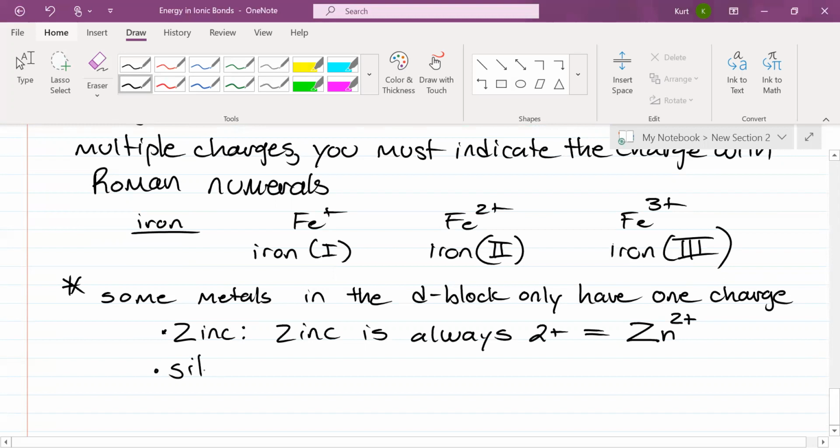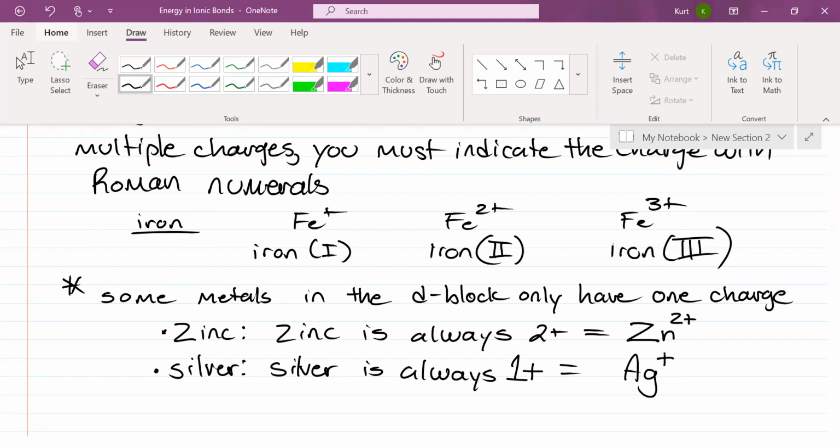Silver. Silver is always positive 1. So you don't need to say silver 1. Just say silver. It's always positive 1. There's another one that I just brain fart. I can't remember. We'll deal with it when we come across it. But these are the two that you definitely need to know, guys. You do not need to write zinc 2. You do not need to write silver 1. It's a given. Zinc, silver. That's it. You don't need to do anything else.